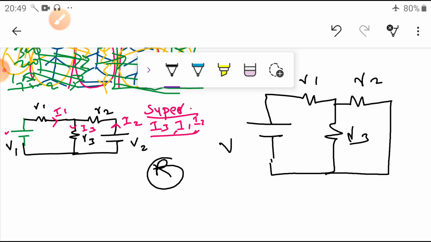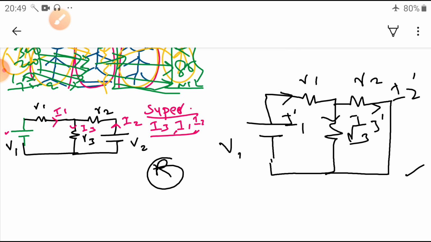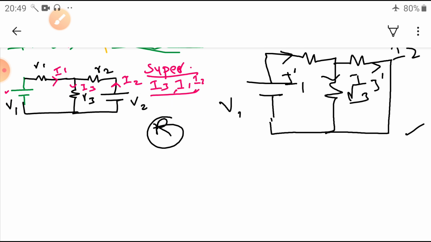Simple circuit. From this circuit I calculated the current I1 dash with the help of V1. This is the I2 dash. This is the I3 dash we calculated. Okay students, you calculated this. In the second case, what have we seen?